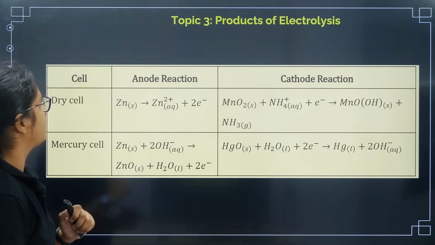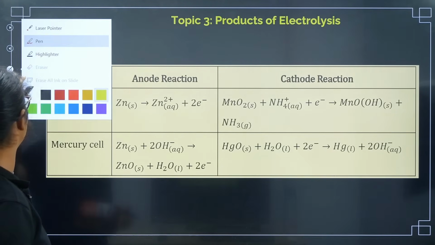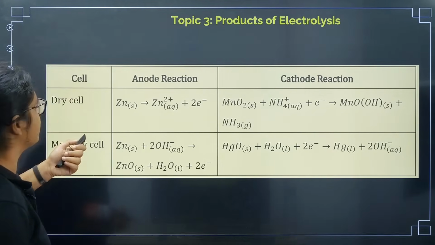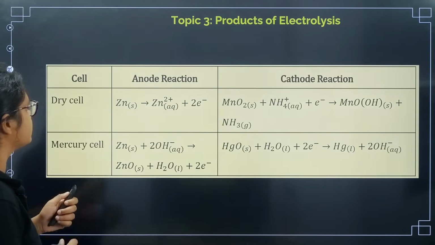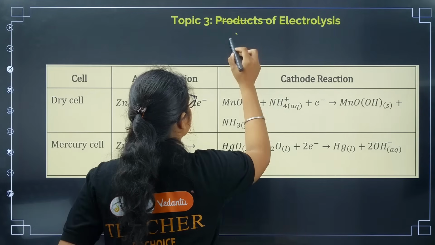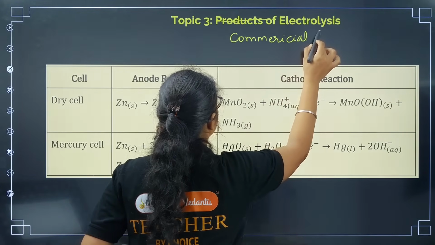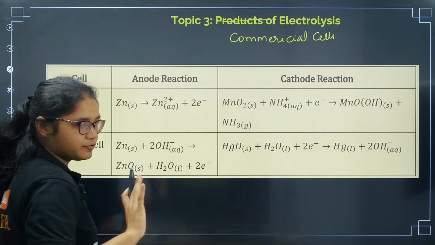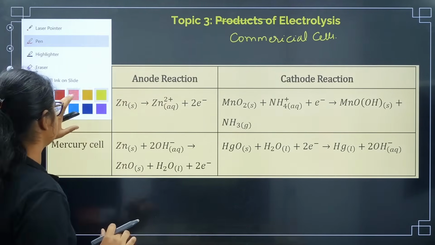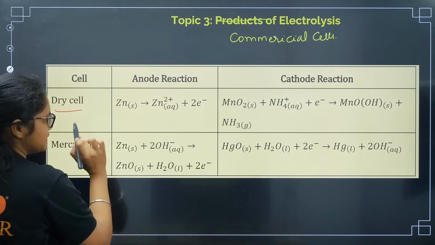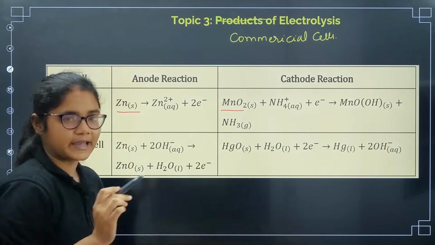Get it? Now, these are your commercial cells. We'll see some commercial batteries and their reactions. It's not that you have to remember all the batteries. I'll tell you which certain batteries' reactions you must remember. The first one is the dry cell. You should know that zinc is the anode here and MnO2 is the cathode.